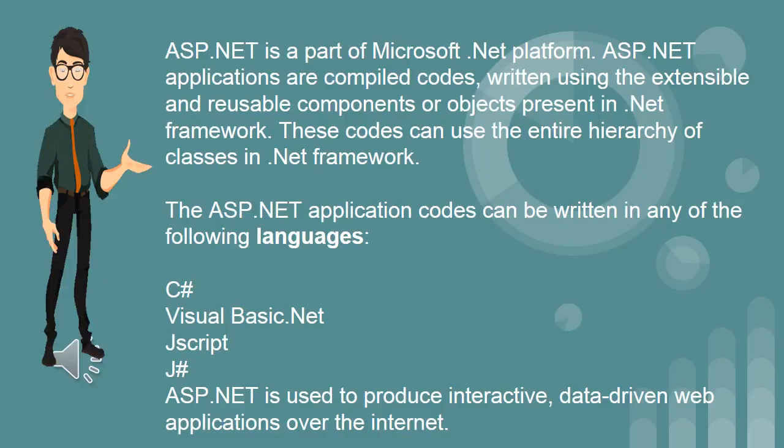ASP.NET applications are compiled code, written using the extensible and reusable components or objects present in the .NET Framework. These codes can use the entire hierarchy of classes in the .NET Framework. The ASP.NET application code can be written in any of the following languages: C#, Visual Basic.NET, JavaScript, J#. ASP.NET is used to produce interactive, data-driven web applications over the Internet.